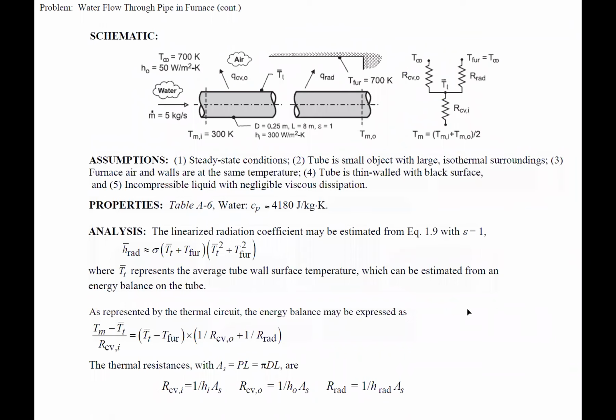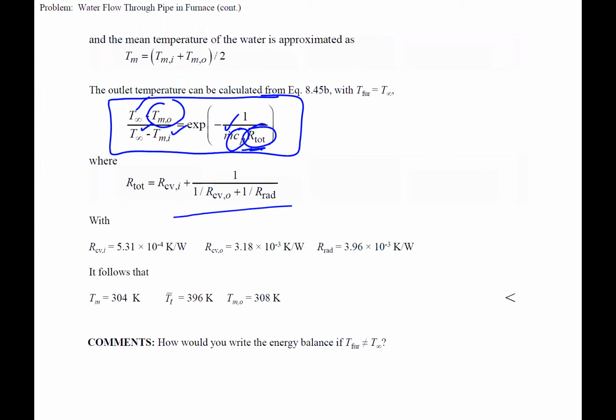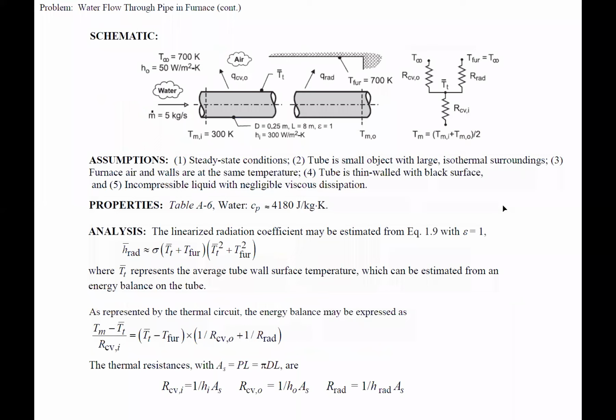Okay, so we see our equation that we just picked out right here. So here's that equation. We're looking for the outlet temperature. We were given T infinity, inlet, and mass flow rate, so we need C_p and R total. Our R total is where you see it here, but that's where we set up our resistance network, and that's what you see being done right here.